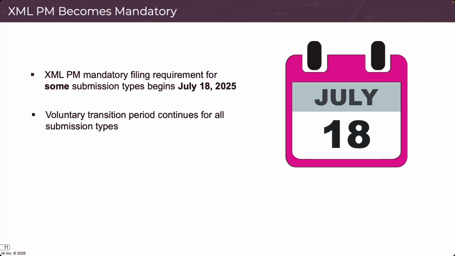Starting July 18, 2025, XML PM will be mandatory for certain submission types, which we'll cover today. And the good news is that we are currently in a voluntary transition period. This allows you to begin using XML PM for any submission type at your convenience. We actually recommend taking advantage of this period as huge support from Health Canada is available, and getting started now provides more time to address any potential issues before the mandatory deadline.